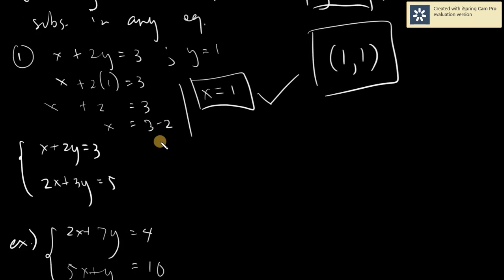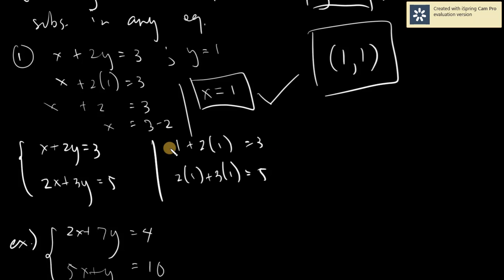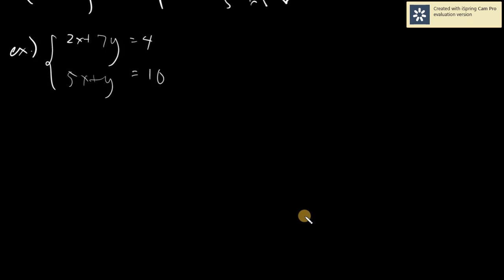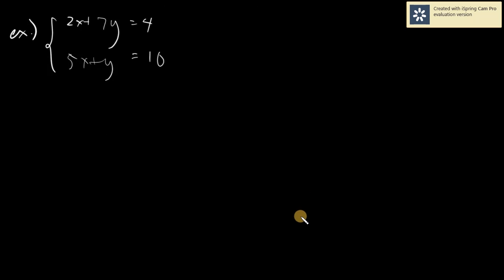Okay, good. So what we need to do now is substitute 1, 1 for x and y. X would be 1, y would be 1. 1 plus 2 times 1 is equals to 3. And the other one is 2 times 1 plus 3 times 1 is equals to 5. This would give me 3 is equals to 3. Good. And 5 is equals to 5. If it is correct for both instances, then definitely your given solution is correct.